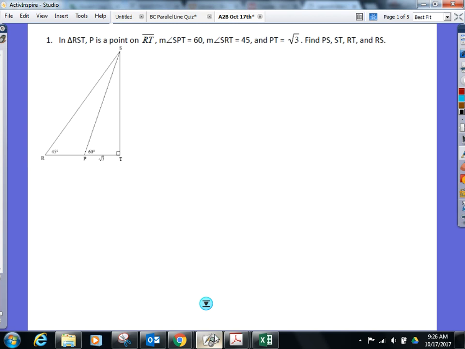This is at the bottom of the page if you want to try it out while I'm doing it here. This is a 30, 60, 90 and a 45, 45, 90. I know I threw a lot at you guys yesterday, and I gave you a chance to practice. All right, here we go.